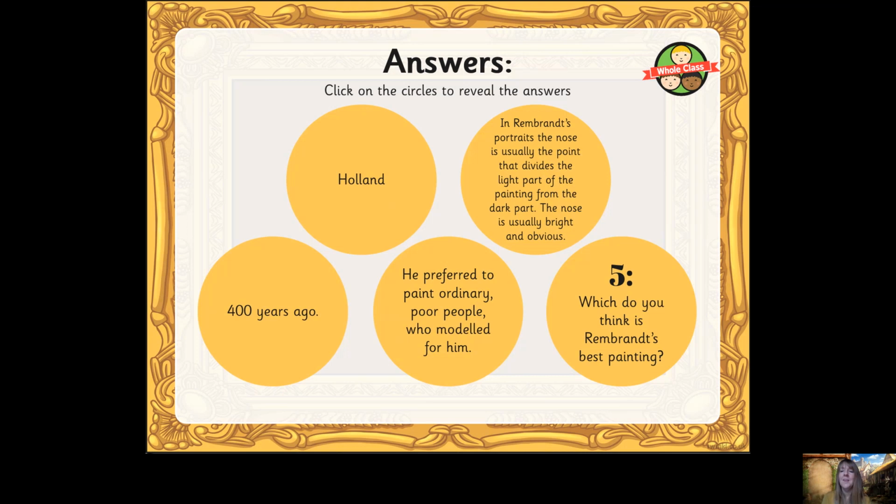And question 5, which do you think is Rembrandt's best painting? Well, there's no right answer for that one because you're allowed your own opinion. What I think his best painting might be, you might think it's a different one because art is all up to you. Whatever you like or what somebody else likes is totally different, then that's fine. It's just whatever you like is okay.